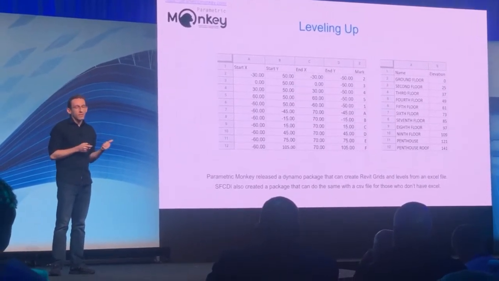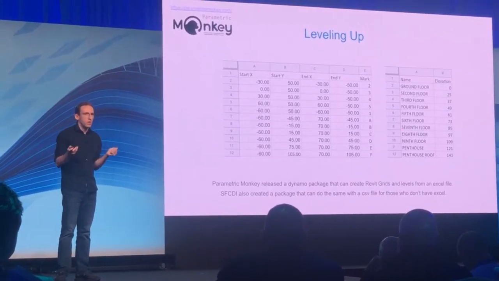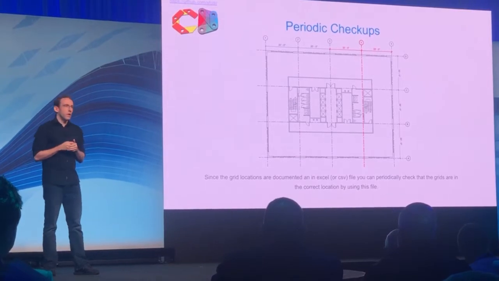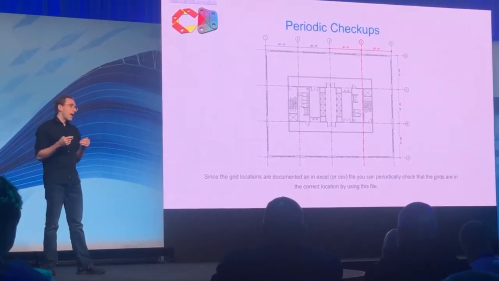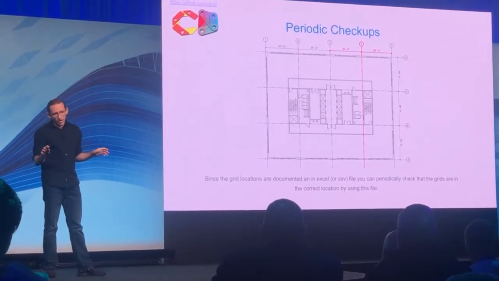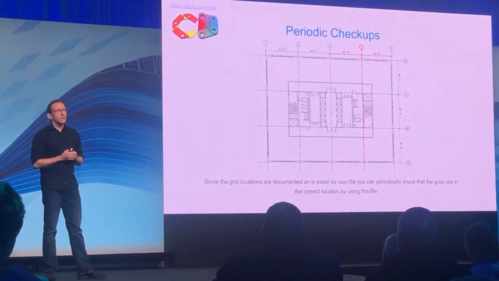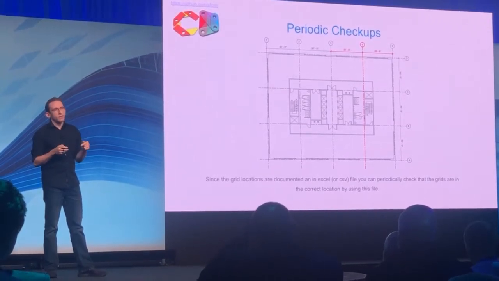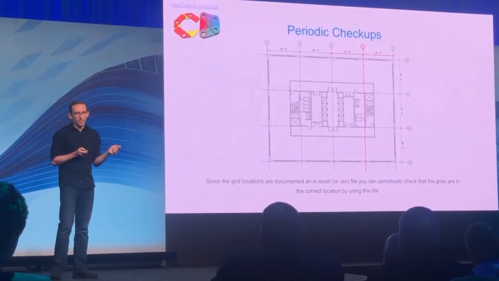Additionally, since we have this Excel sheet as kind of the source of truth, we can use that to periodically check that our grid lines and levels are in the right location. I don't know about you, but I have run into several projects whose grid lines have moved, and it's always really alarming because it calls the accuracy of the entire model into question. So this workflow can help increase the accuracy of your models and help reassure you.